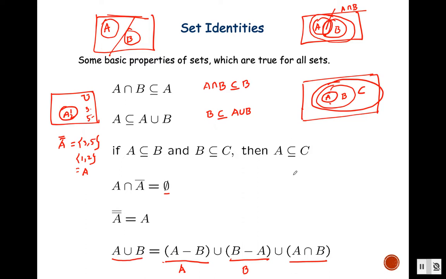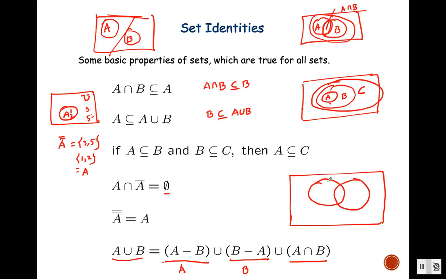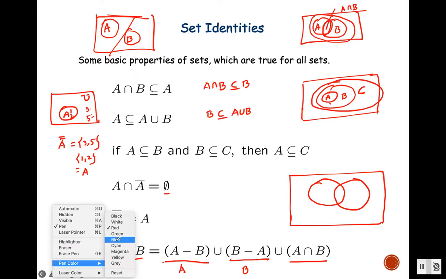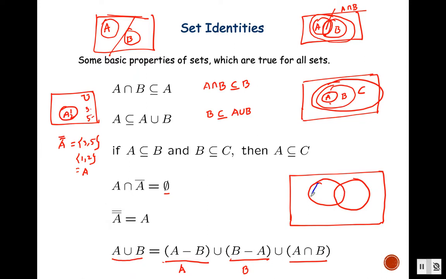So I can draw a Venn diagram like that. Let me use some different color. The blue shade, you can see, means A minus B, which are only in A, not in B.